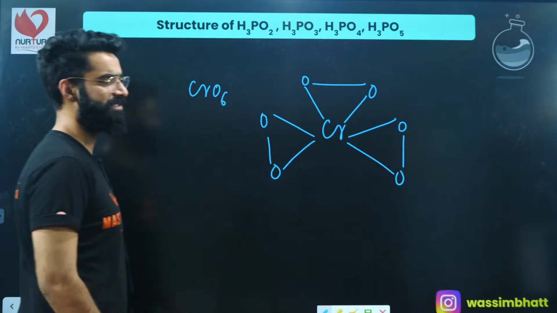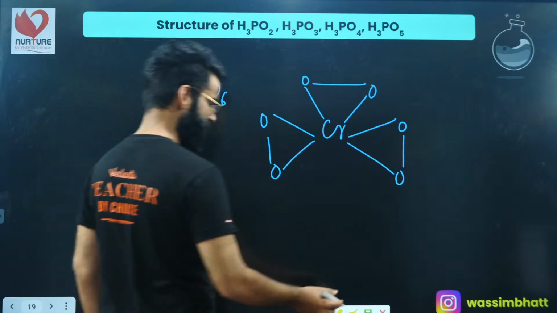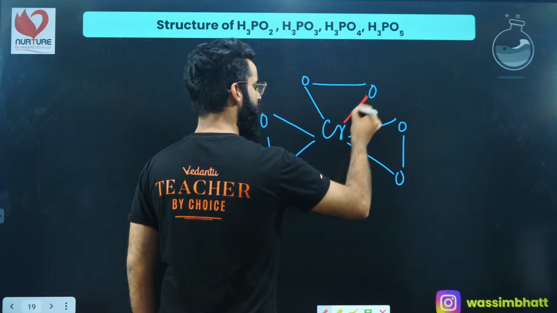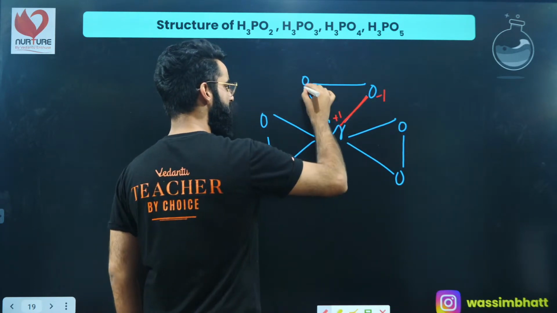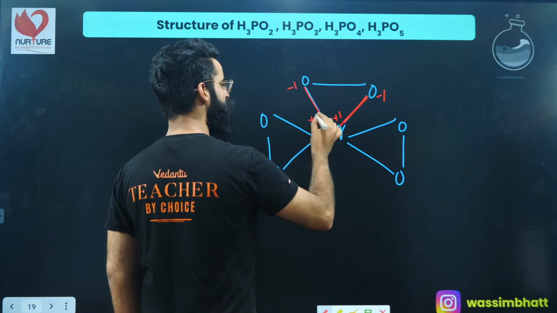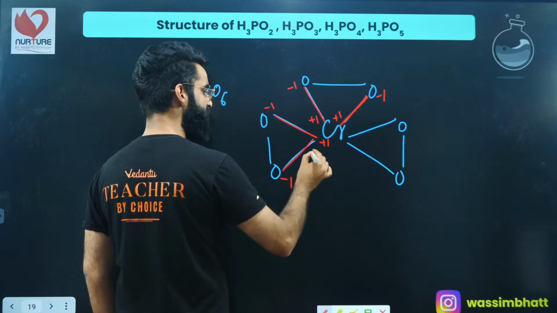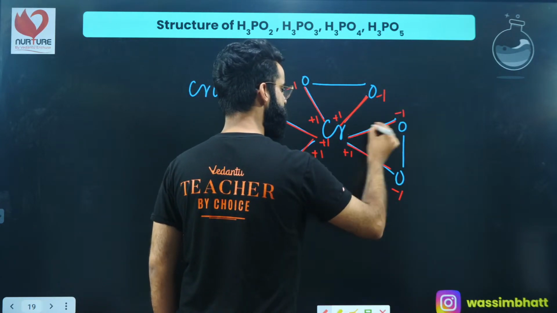This is the structure of your CrO6. You can calculate it. Now you can calculate the oxidation state. Have a look properly. Chromium, single bonded oxygen. Oxygen being more electronegative, -1. Chromium will at the same time have +1. Everywhere it's -1, +1, -1, +1, right? This is -1, this is +1.